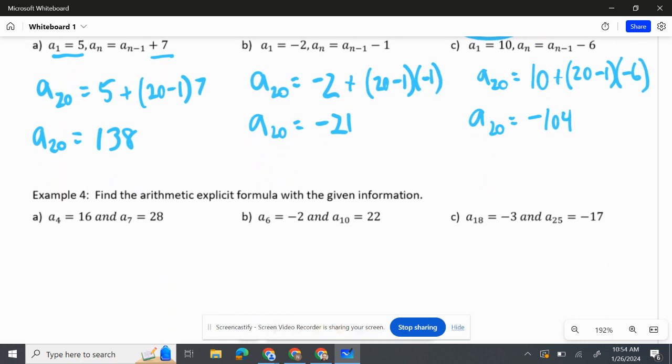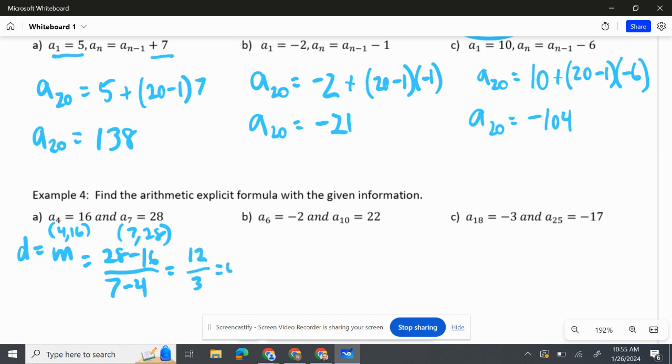Now, for the last ones, what we're going to do is write the arithmetic explicit form. The problem is they don't give us the first term or the common difference, so we have to find them. The common difference is the same thing as the slope. So whenever we're finding the common difference, think of finding the slope. Think of this as the ordered pair (4, 16), and this is the ordered pair (7, 28). So we're going to go 28 minus 16 over 7 minus 4. That would be 12 over 3, which is 4.